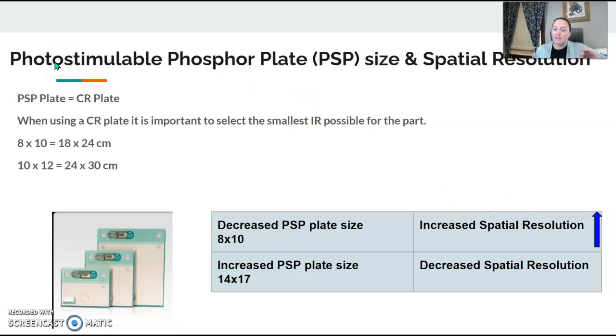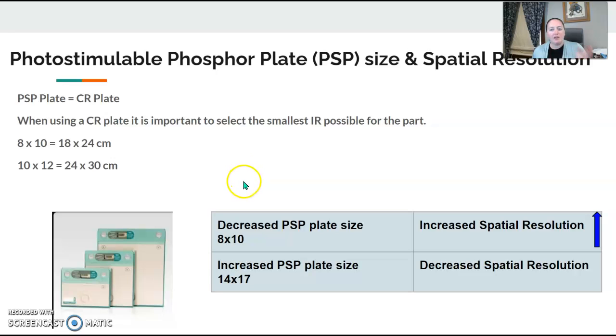PSP. When you see PSP plate, I want your brain to say they're talking CR. Remember that photostimulable phosphor that's in that phosphor layer that holds the latent image? The red laser comes along and activates it. So PSP plate size is talking about CR plate size. And I know a lot of you have not worked with CR plates. With CR plates, we had to use a specific size for each part. And I know with the digital world, we have the one size plate. But ideally, you chose the smallest plate size possible. So it was an 8 by 10, a 10 by 12, 11 by 14, 14 by 17, any of those above. So you chose the smallest plate size appropriate for your part.